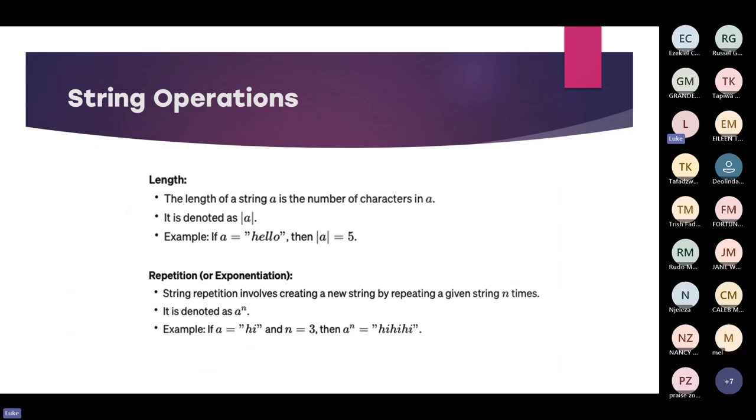Those two parallel lines denote the length of a string, as you can see in the example. Right. We also have what we call repetition or exponentiation. String repetition involves creating a new string by repeating a given string n times. It is denoted by A to the power n. I'm going to give you an example. If A is equal to high and n is equal to 3, then A to the power n gives us a string with high repeated 3 times, which is high, high, high.